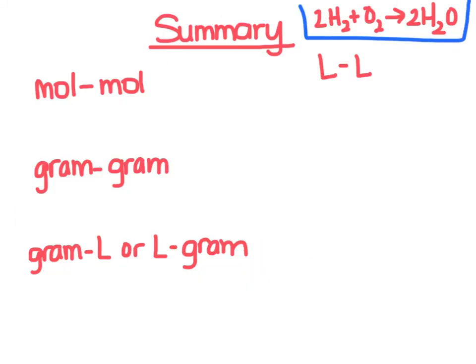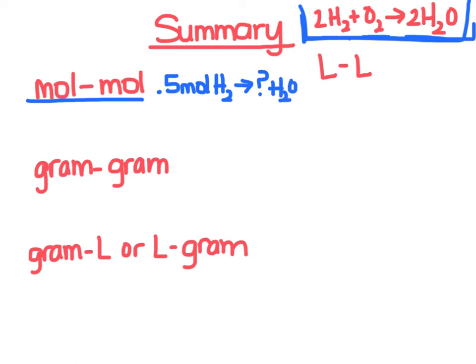All right, so let's summarize everything. So let's use this equation in the upper corner right here for making water. 2 hydrogens react with 1 oxygen to make 2 water molecules. So how would a mole-to-mole problem look for this equation? Well, let's say that you were given 0.5 moles of hydrogen, and you were asked how many moles of water would you make?